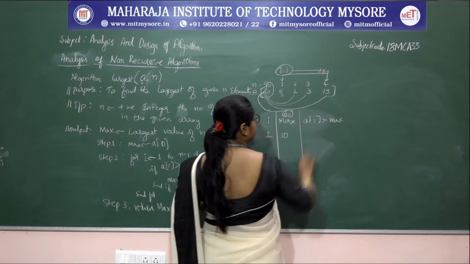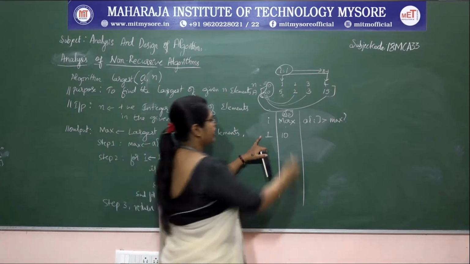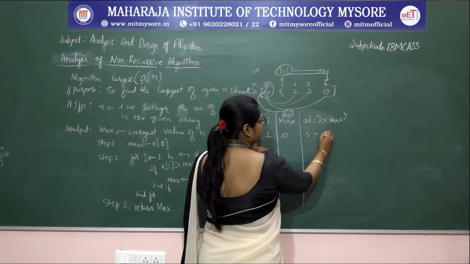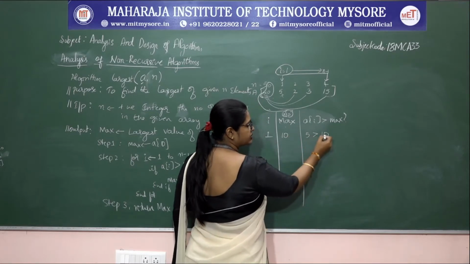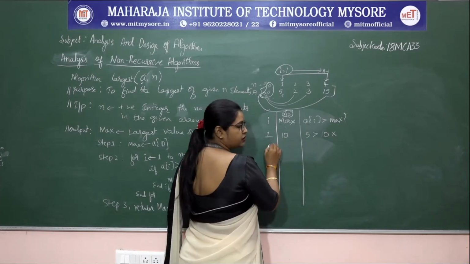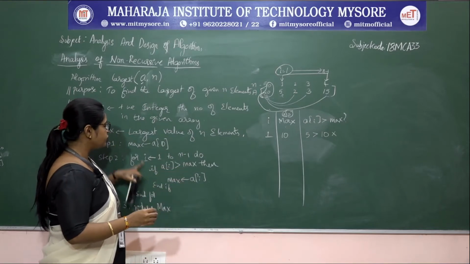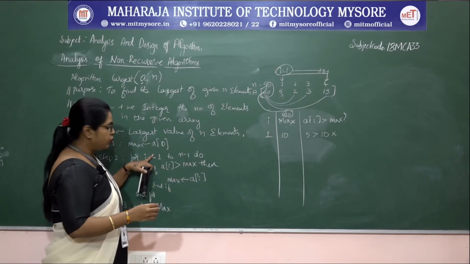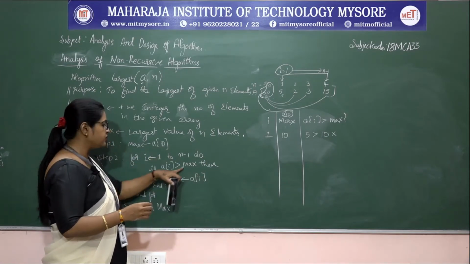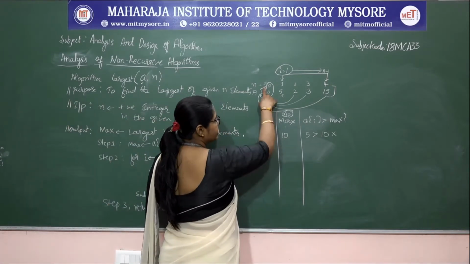We need to check this condition, right? So A of I, what is I? I is 1, in the one place we have 5. 5 greater than max, which is 10. So 5 greater than 10, is it true? False. If it is false, it will increment the I value. So if the condition is false, it is not going to take the action, instead it will go to the outer loop. So here I gets incremented and then it will check whether it has reached the end of the array or not. So I gets incremented to 2, 2 less than 5 is true.